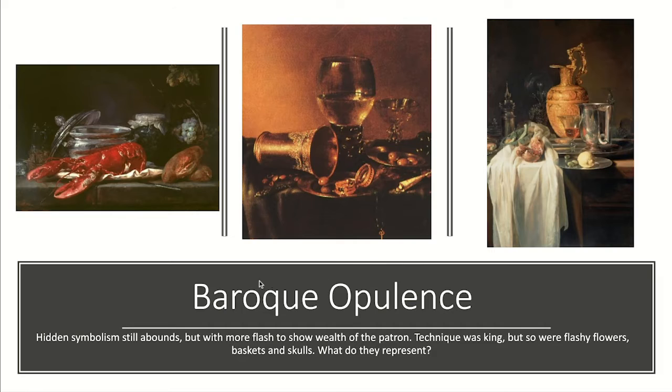100 years after that, we have the Baroque period. In the Baroque, opulence has gone overboard. Hidden symbolism still abounds, but with more flash to show the wealth of the patron. Technique was king, but so were flashy flowers, baskets, and skulls. Let's take a moment here and type in the chat, what do you think they represent?